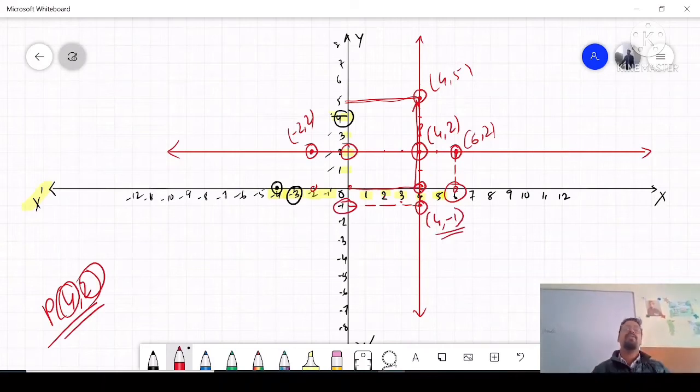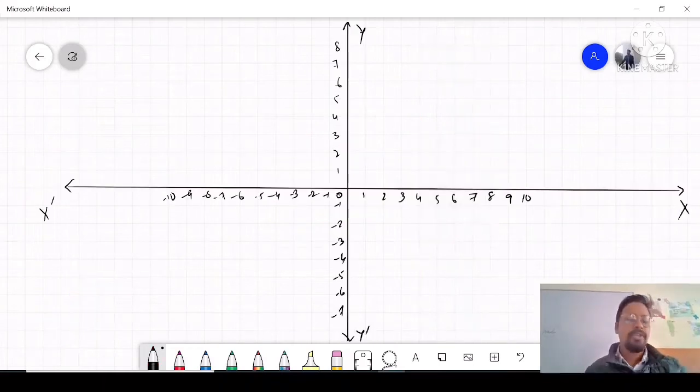Okay, that is how we plot the points. Always x-axis first, and then we have the y-axis, x comma y. Okay, clear? So now let us move on to question number 5 and see what is there. With respect to the rectangular axis X'OX and Y'OY, plot the points A, B, C and complete the rectangle ABCD.